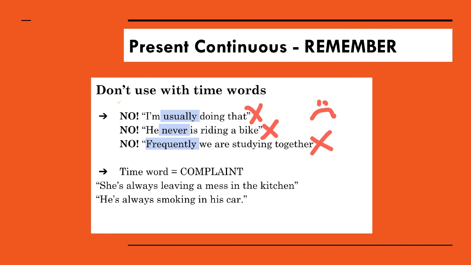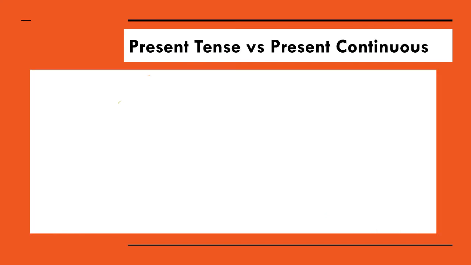It's this word, always. If you add the word always, it sounds like you're complaining. She's always leaving a mess in the kitchen. First, notice that always goes in between be and the gerund. And notice the sound of my voice. Ugh, he's always smoking in his car. I'm not happy. I'm complaining about it. That's a useful one to remember.